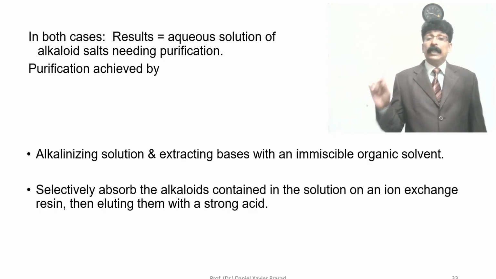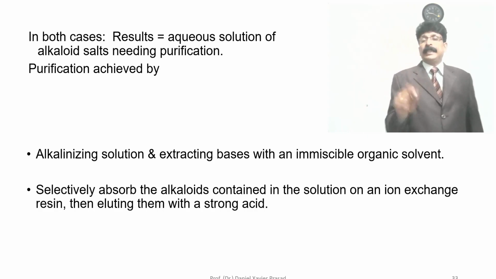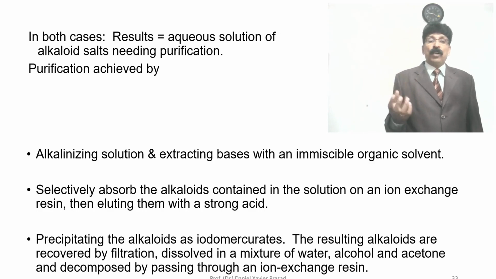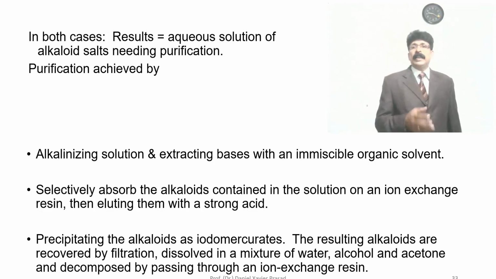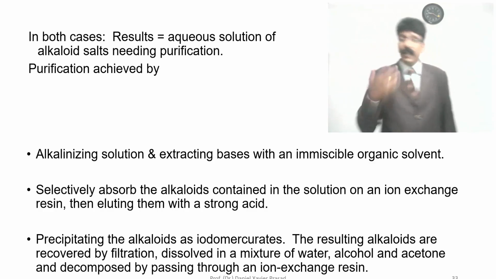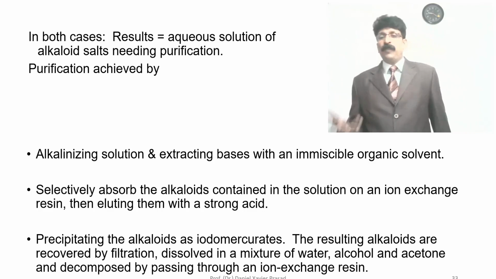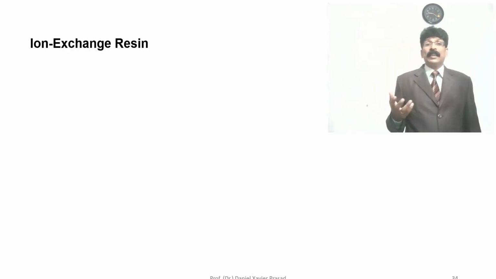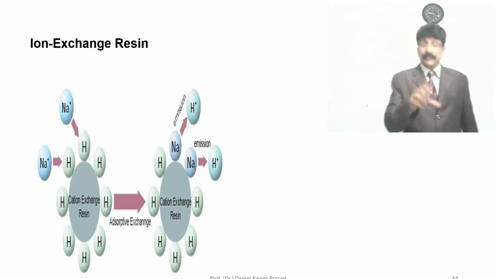And you can even use ion exchange chromatography by using a specific resin to attract the cation or anion, which elutes the strong acid, and precipitate the alkaloids by iodide mercurides, like you are using Mayer's reagent, Dragendorff's reagent, Hager's reagent and even Wagner's reagent. These are all iodides, which can be used in ion exchange. Resins can be used for removing the cation and anion. This is a picture just to show you.